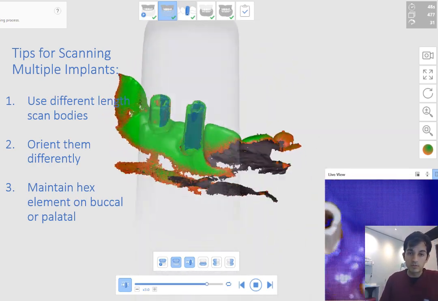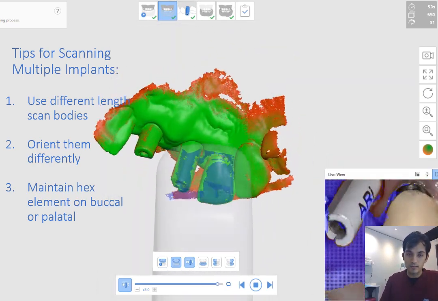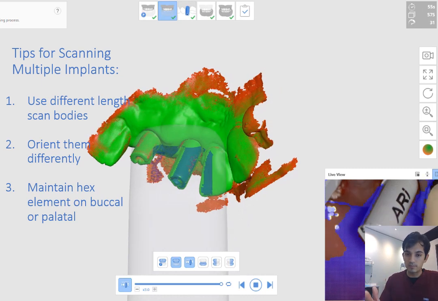Now, a couple of tips here when you're scanning multiple implants. If it's a single implant, it's very easy. Just put your scan abutment in and scan it. When you're doing multiple implants, you want to try and use different lengths of scan bodies, especially when scanning adjacent implants. You want to create as much of a contrast or difference between the two scan abutments so that your scanner will identify them as two separate sites. It makes your scan quicker, easier. It avoids you having to rescan the same area multiple times. So whenever you have a system that allows for the use of different length scan abutments, use them.